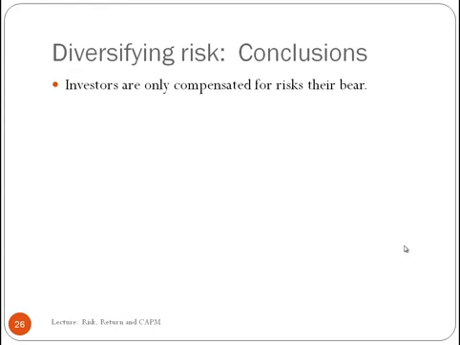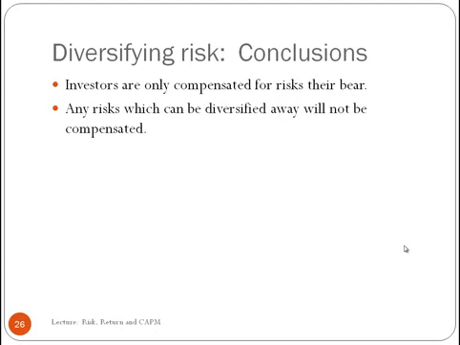All right, some conclusions to diversification. Investors are only compensated for risks that they bear. Right? So we know investors need to be compensated for taking on risks, but really they're only going to be compensated for the risks that they bear. And if a risk can be diversified away, well, they're not going to be compensated for it. So in an efficient market, the only risks that are going to be compensated are the non-diversifiable risks, right? The stuff that's left over after you've fully diversified the risks away.